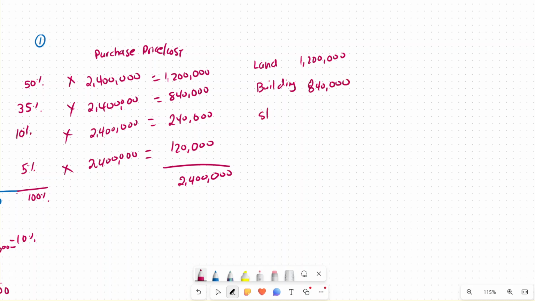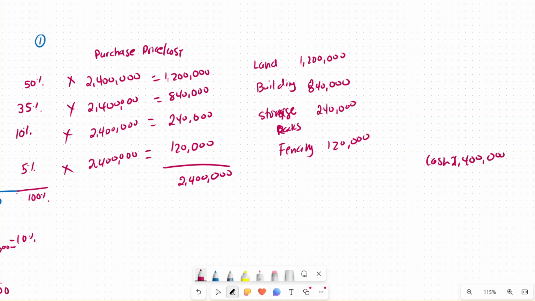Next one is your storage racks, and that was your 240,000. And you have your fencing, and that is 120,000. The price they paid was 2.4 million.